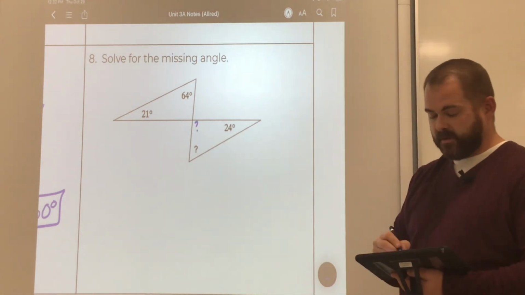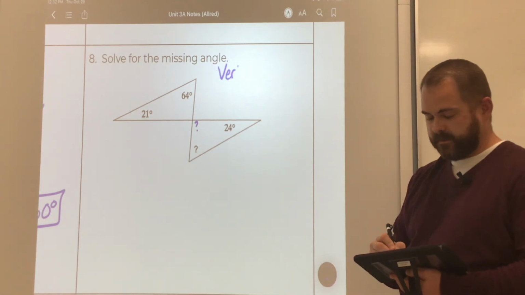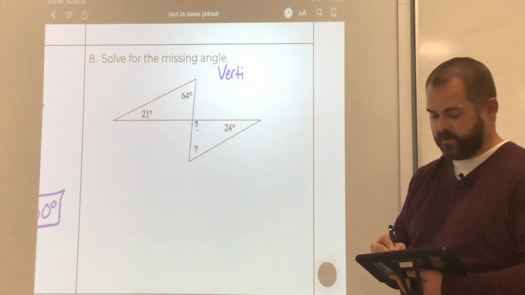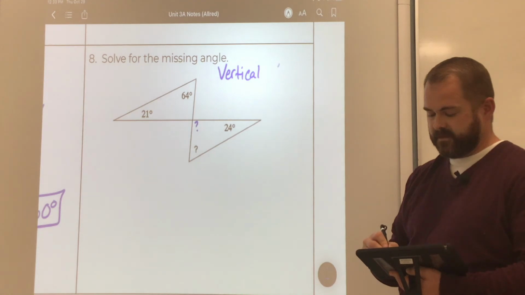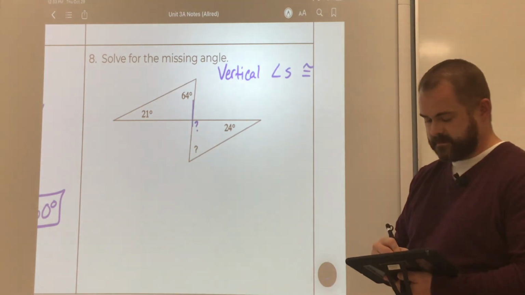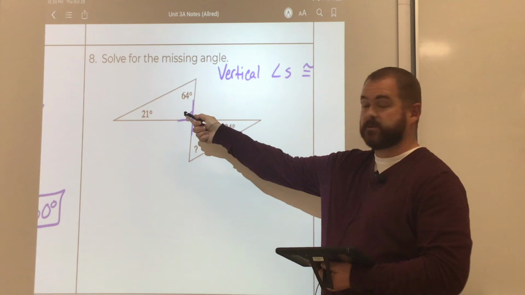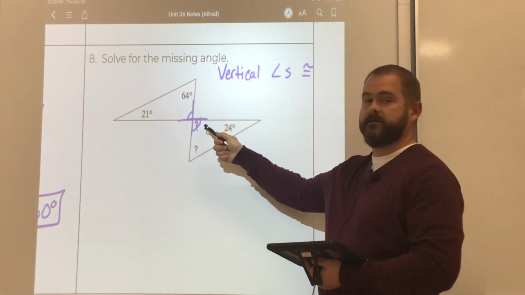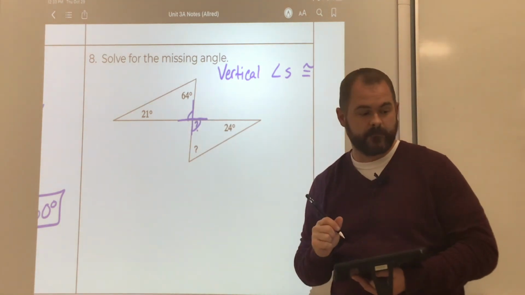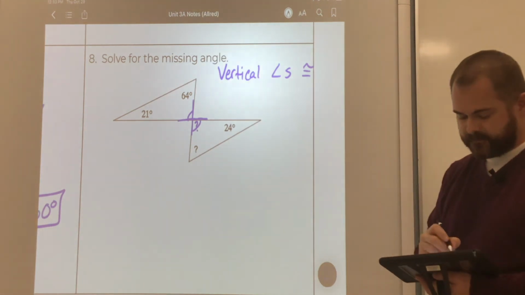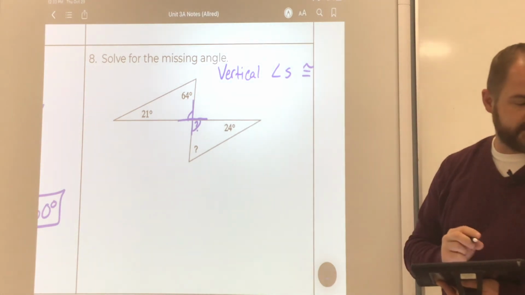What I need you to remember from two units ago, unit 1B, is that vertical angles are congruent. These are vertical angles. So these two angles have to be the same. So if I can find this one, it'd be the same as this one, and then I can find my unknown angle.